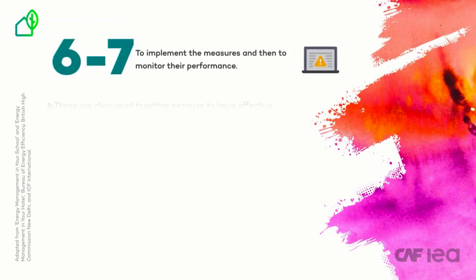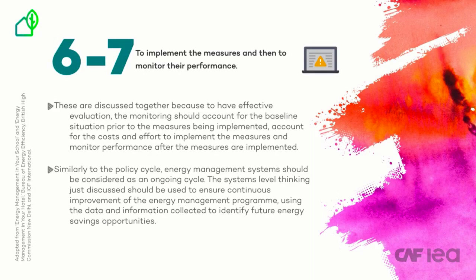Steps 6 and 7 are to implement the measures and then to monitor their performance. These are discussed together because to have an effective evaluation, the monitoring should account for the baseline situation prior to the measures being implemented, account for the costs and effort to implement the measures, and monitor performance after the measures are implemented. Similarly to the policy cycle, energy management systems should be considered as an ongoing cycle. The systems level thinking just discussed should be used to ensure continuous improvement of the energy management program, using the data and information collected to identify future energy savings.